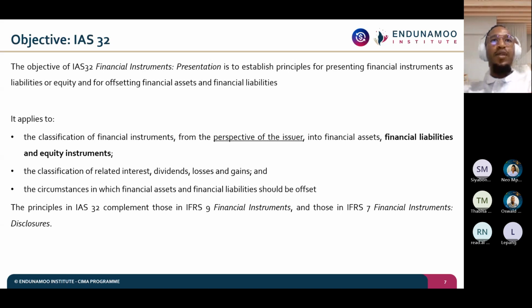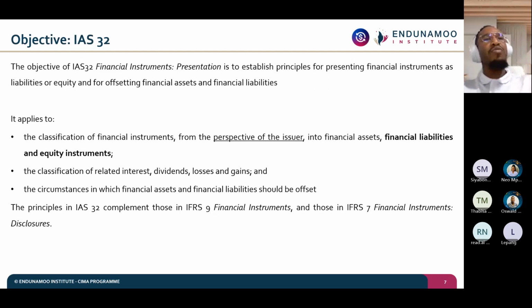Now, IAS 32 is an overarching standard that talks to the presentation of financial instruments, and it exists to establish principles for presenting financial instruments as either liabilities or equity, as well as for the offsetting of financial assets and financial liabilities. The standard applies to the classification of financial instruments from the perspective of the issuer. And this is very important. With financial instruments, ladies and gentlemen, you always classify them from the perspective of the issuer. The issuer in this case is the person who drafts a contract and offers it over to another person.